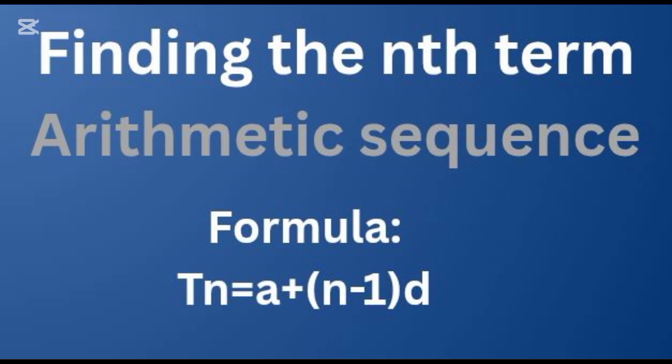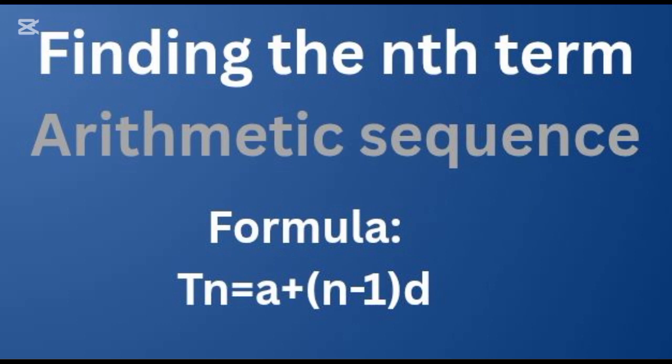So when we talk about an arithmetic sequence, we talk about when we have a constant difference. That means you're adding the same number all the time. Maybe you're adding 2 all the time, or you're adding 3 all the time, or you're minusing 2 all the time, or minusing 3 all the time, or whatever number all the time.